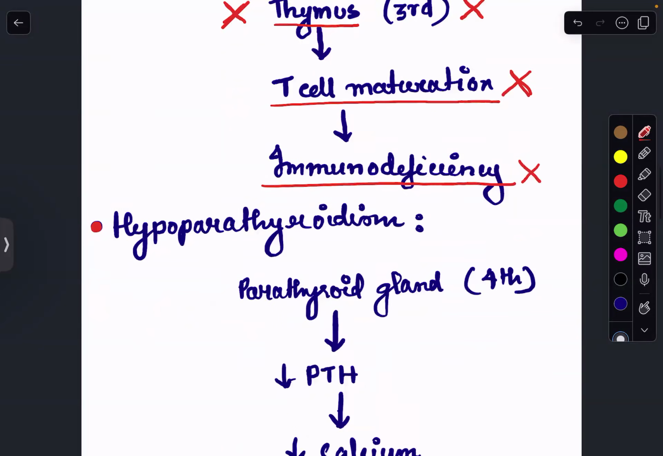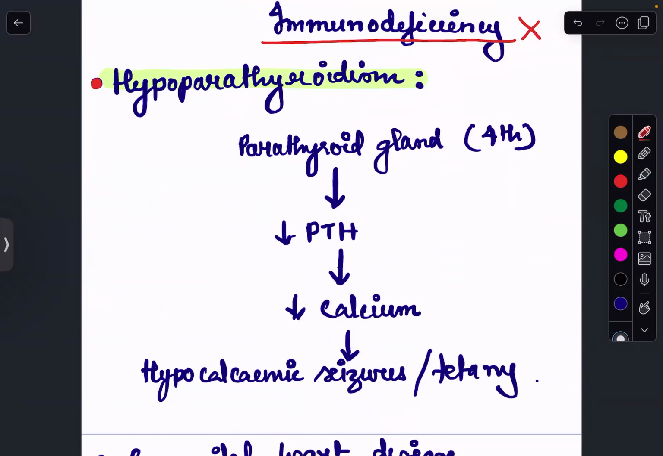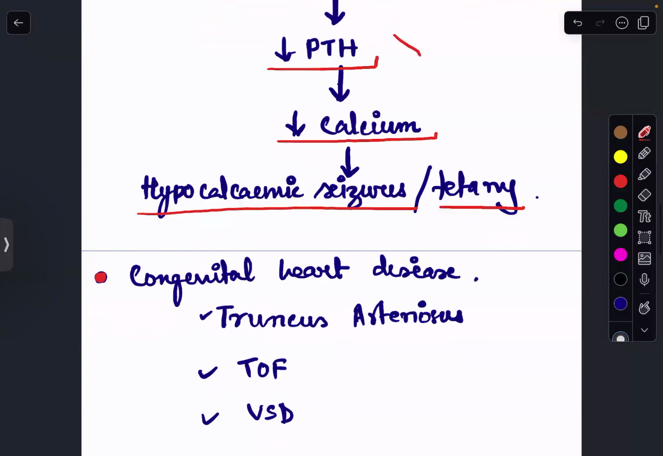Okay. Second one is that the child will have hypoparathyroidism. And why is that? So the fourth pharyngeal pouch fails to develop into the superior parathyroid gland. As a result, there will be decrease in the parathormone. So when parathormone is reduced, there will be decrease in the calcium, and that will lead to hypocalcemic seizure or tetany. This is the reason this particular child, 1 week old baby boy, presented to us with seizure. So the child can present to us with hypocalcemic seizure.